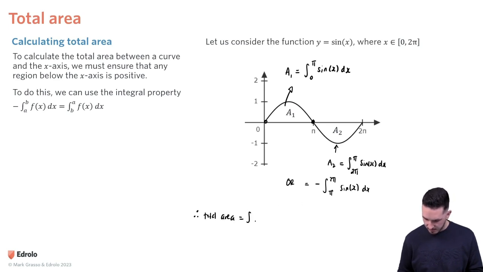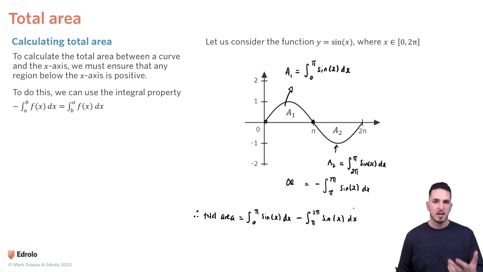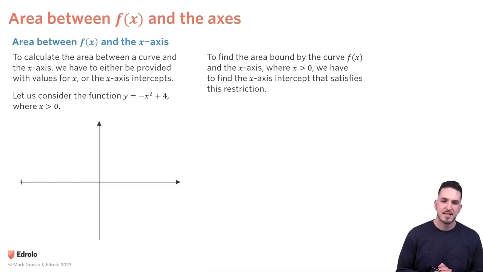equals the integral of 0 to pi of sine of x dx minus the integral of pi to 2 pi of sine of x dx. Or you could again flip the bounds. It's your choice. One of those two will result in the same solution. So, area between f of x and the x-axis.